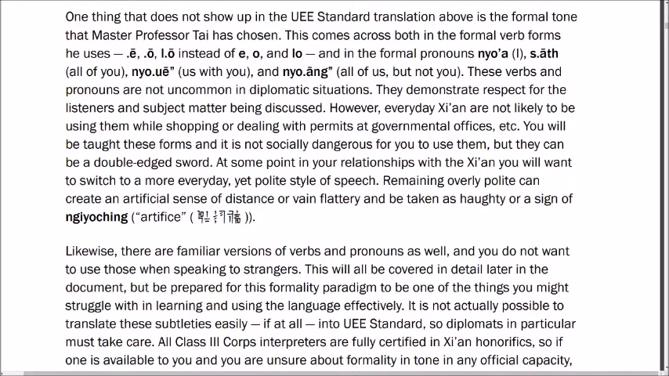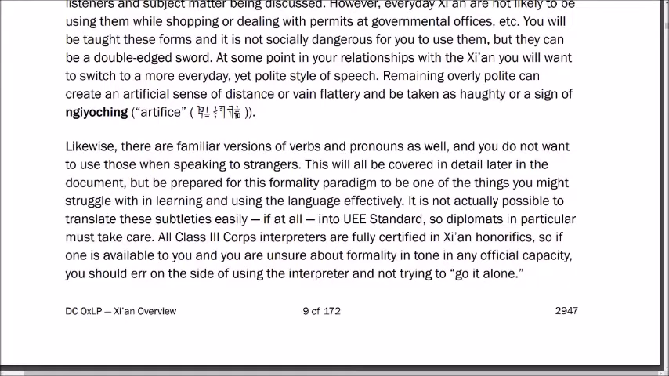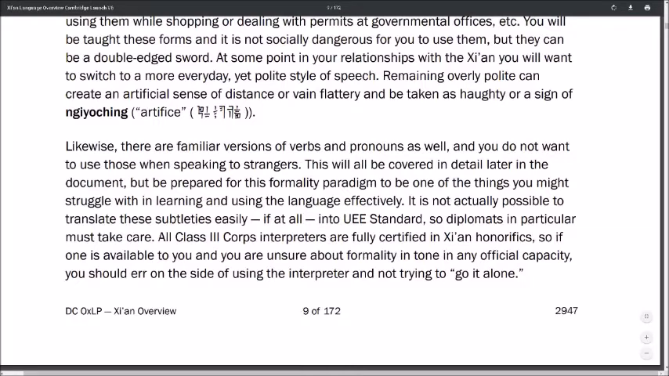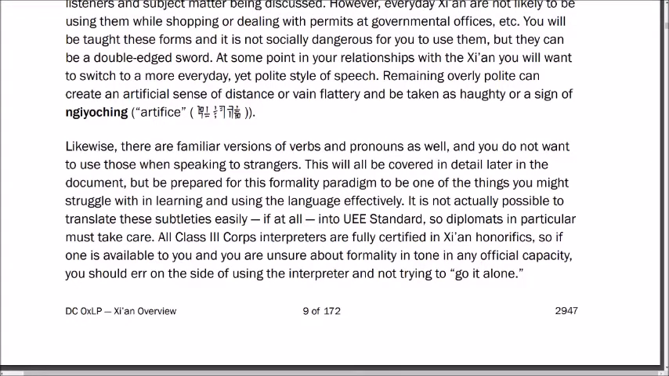However, everyday Xi'an are not likely to be using them while shopping or dealing with permits at governmental offices, etc. You will be taught these forms and it is not socially dangerous for you to use them, but they can be a double-edged sword. At some point in your relationships with the Xi'an, you will want to switch to a more everyday, yet polite style of speech. Remaining overly polite can create an artificial sense of distance or vain flattery and be taken as haughty or a sign of negyajing, artifice, niaisen.